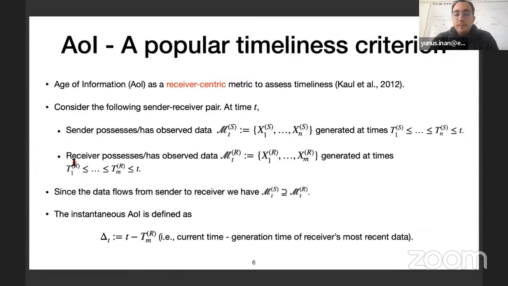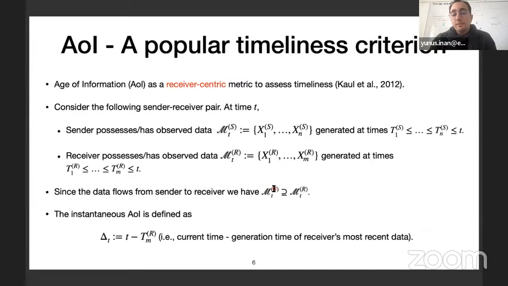Another thing is, since we know that the data, of course, flows from sender to receiver, we always have the condition that the memory of the sender includes the memory of the receiver, right? In other words, it will be a superset of the content that the receiver possesses.